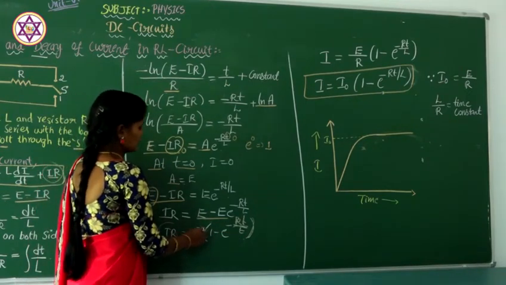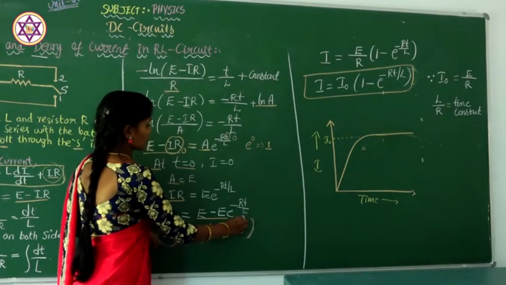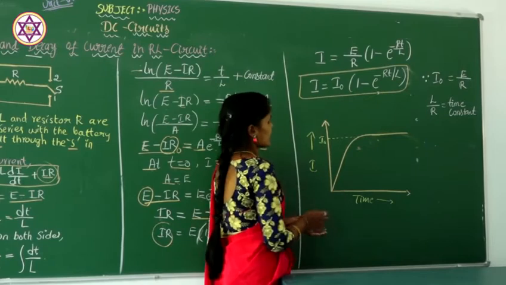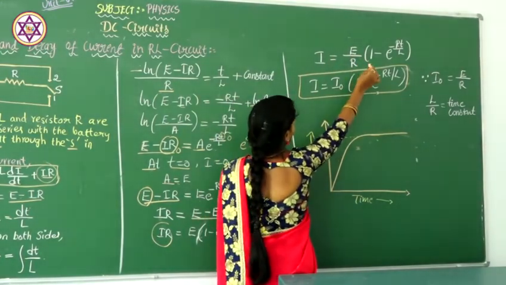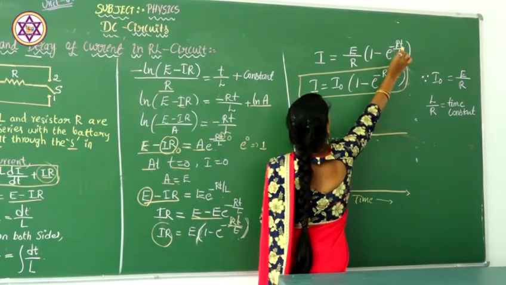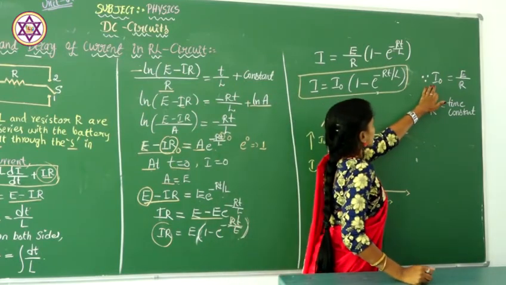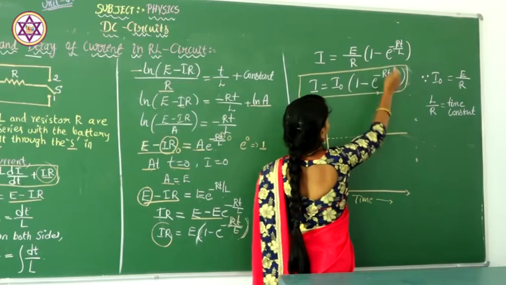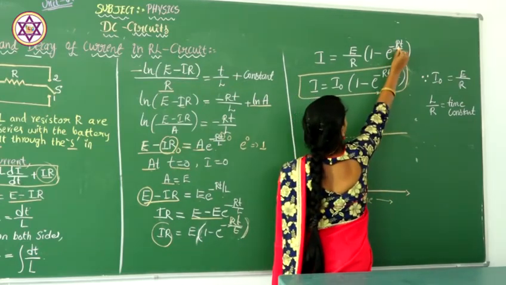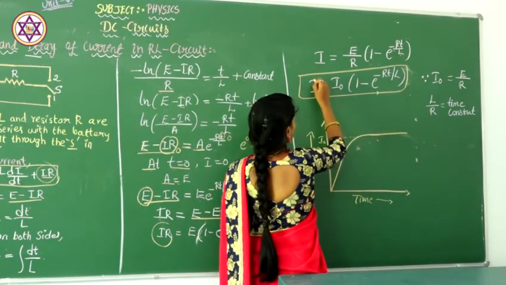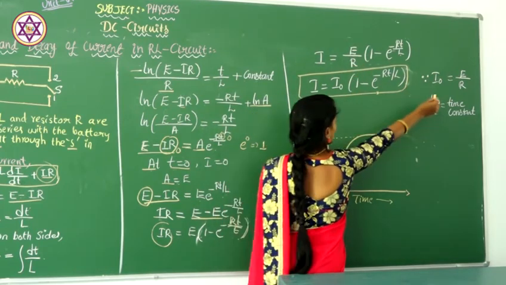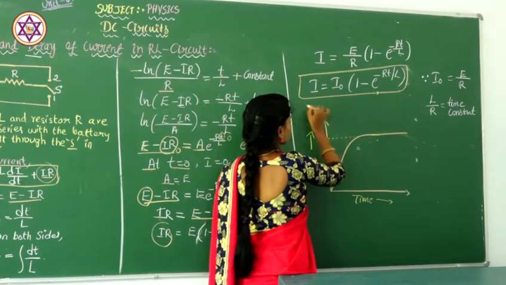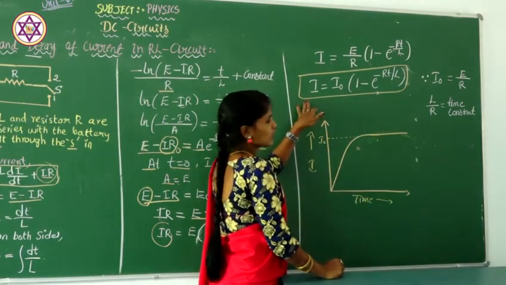So, IR is equal to E into 1 minus e to the power of minus RT by L. And then we consider the current equation: I is equal to E by R into 1 minus e to the power of minus RT by L. Because I naught is nothing but E by R, I is equal to I naught into 1 minus e to the power of minus RT by L. This is the equation for current.